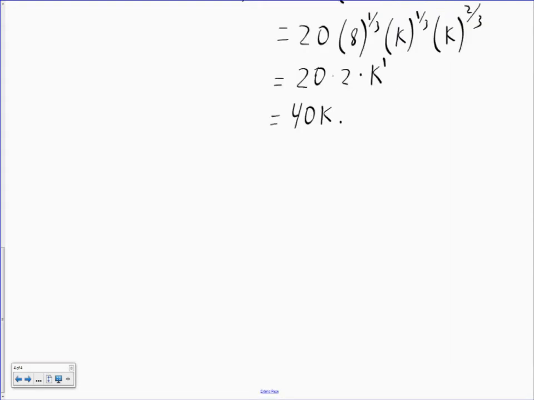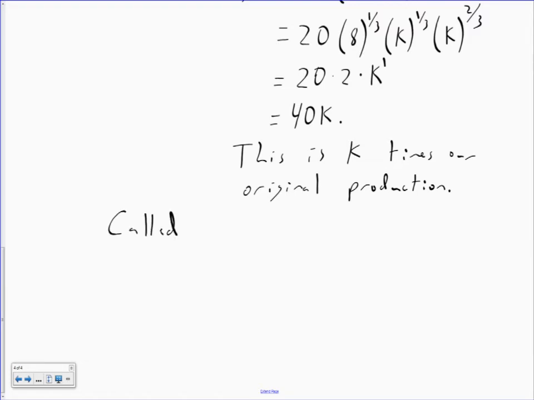Now, what's interesting here is that when we started with 8 and 1 as our inputs, we got 40. And now when we scaled up by K for our inputs, we also scaled up by K for our outputs. So this is K times our original production. All right, so what we saw there, when we scale the inputs, we get the same scaling factor in what we produce. It's called constant returns to scale.